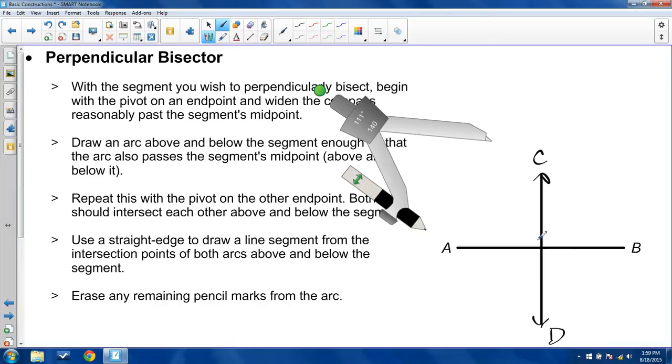This has now created a perpendicular angle, and if I call this point E, that allows for AE, once again, to be congruent to EB right here. So it's right down the middle based on that.